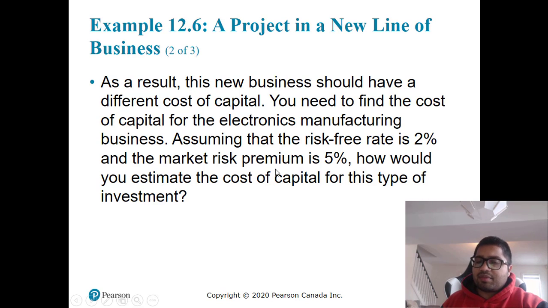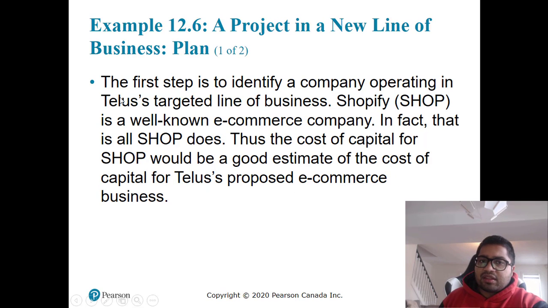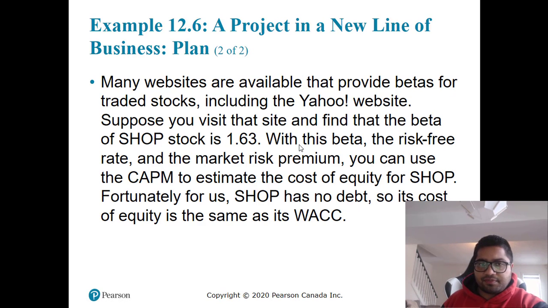You first need to find the cost of capital for the electronics manufacturing business, assuming that the risk-free rate is 2% and the market risk premium is 5%. You can estimate the cost of capital. The first step is to identify a company operating in TELUS's targeted line. So Shopify operates in the e-commerce space. So find out the WACC for Shopify and use it when you're starting a new project.